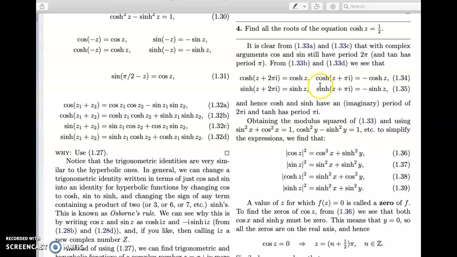You can do the same with hyperbolic functions. It's straightforward to show, and this is a useful thing to remember. Cosh of z plus pi i is minus cosh of z, and similarly for sinh. Divide both of these, and you end up with tanh of z plus pi i is equal to tanh of z. So tanh has a period pi i.